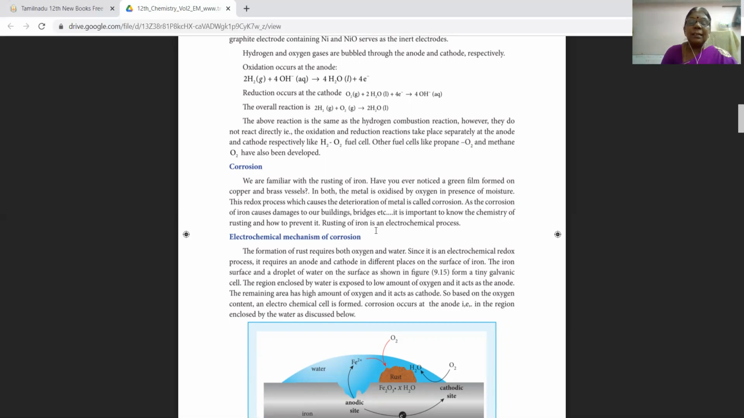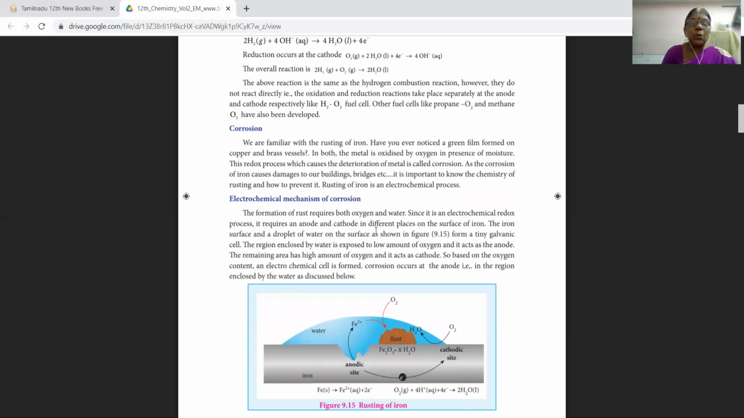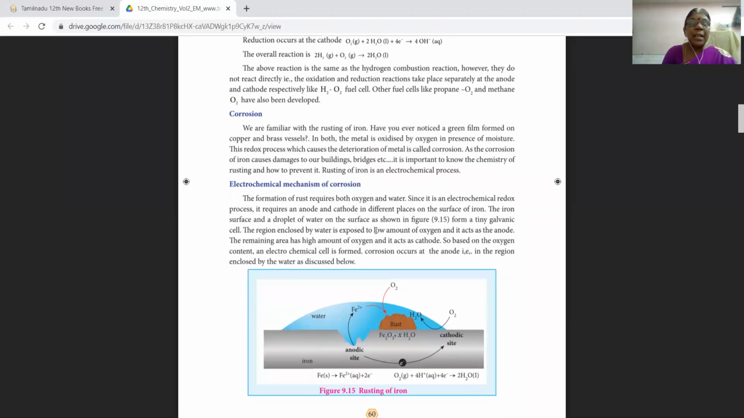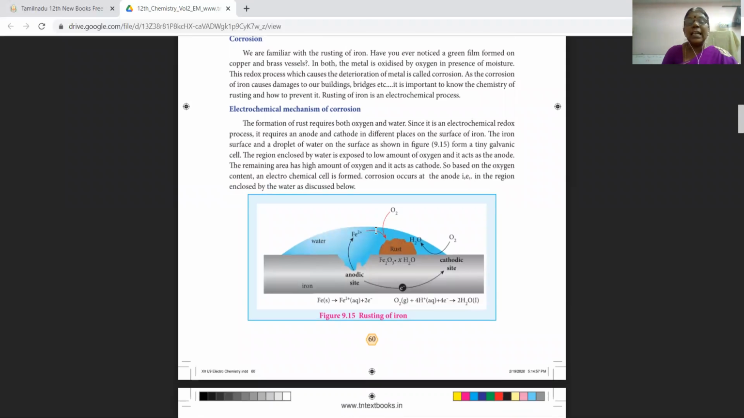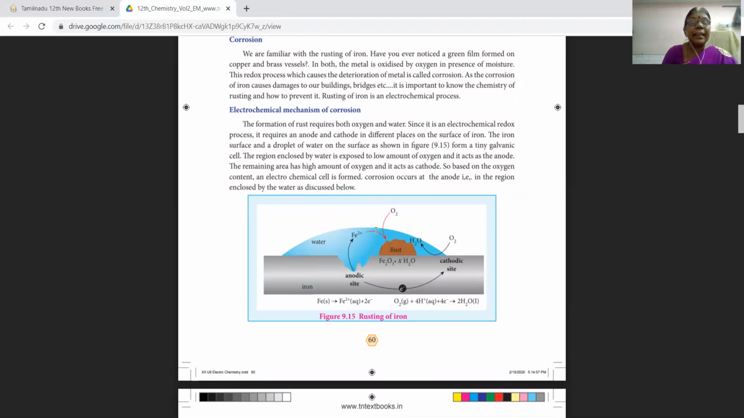Rusting of iron is an electrochemical process. Now we are going to see the electrochemical mechanism of corrosion. The formation of rust requires both oxygen and water. That is, the iron is converted into iron oxide, that is rust. For that, it needs both oxygen as well as water, that is moisture. Since it is an electrochemical redox process, it requires an anode and cathode in different places on the surface of iron. The iron surface and a droplet of water on the surface.